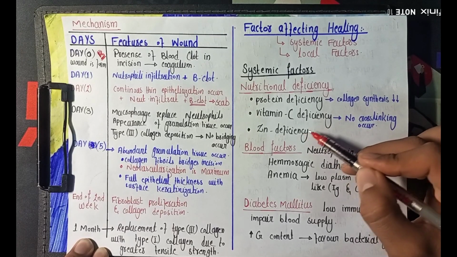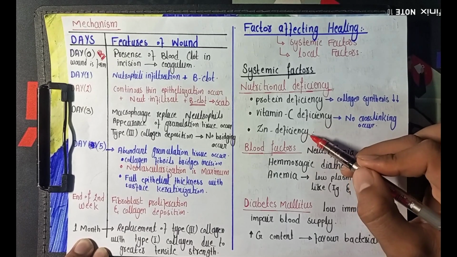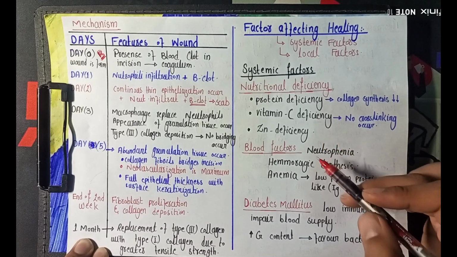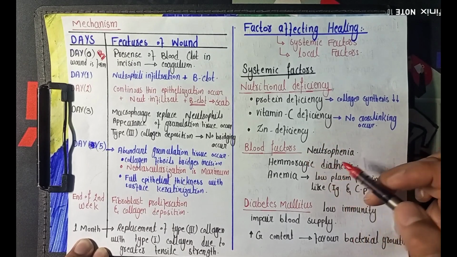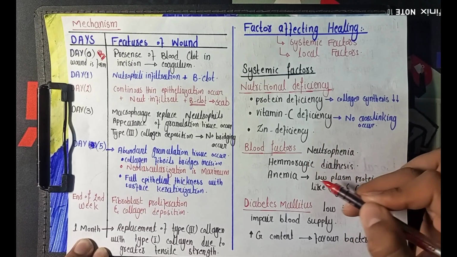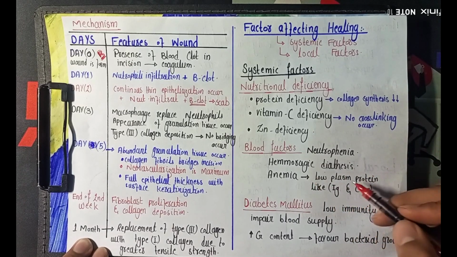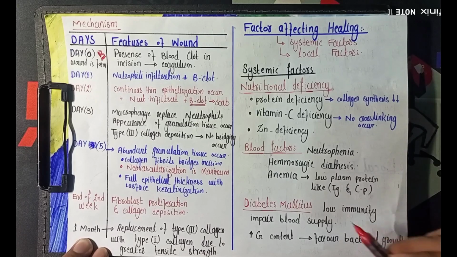Similarly, the zinc, which is required for the activity of matrix metalloproteinase enzyme. So when zinc is deficient, the wound healing will be impaired, or the tissue remodeling will be impaired. And the blood factors include neutropenia, hemorrhagic diathesis, anemia, low plasma proteins like immunoglobulins, and the complement proteins. All of these factors also impair the wound healing.